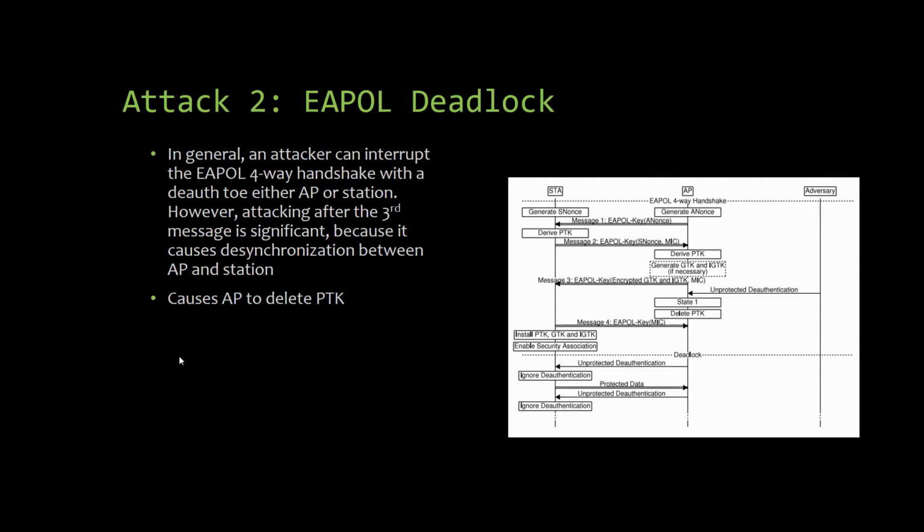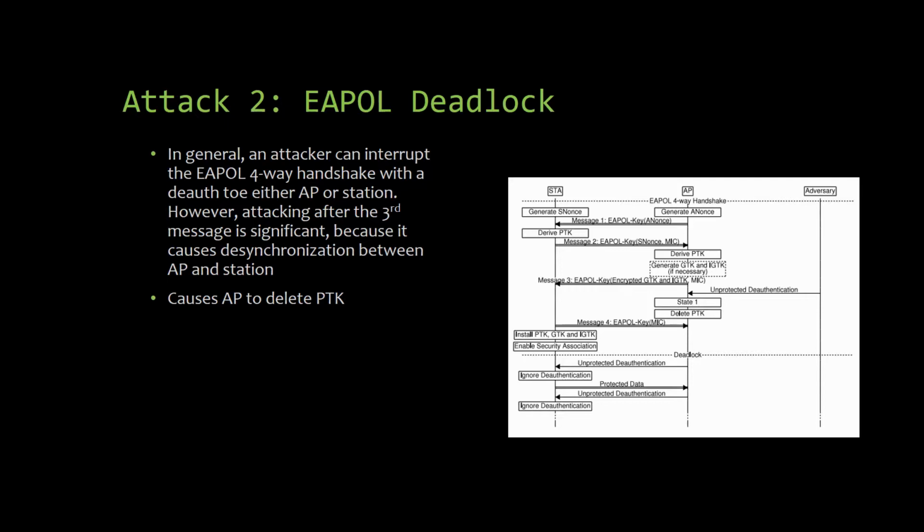A second attack abuses a race condition in the four-way handshake. As mentioned earlier, before the four-way handshake is completed, all communication between station and access point is unencrypted, so the attacker can see the entire four-way handshake and interfere with it as it's going on. So if the access point or station receives a deauthentication request during the EAPOL handshake, it may cause the access point or the client to abandon that attempt and try to start over.